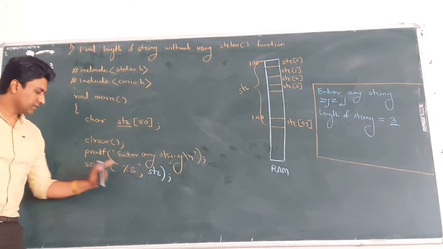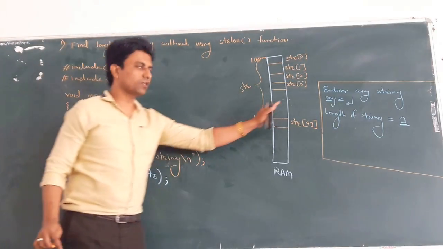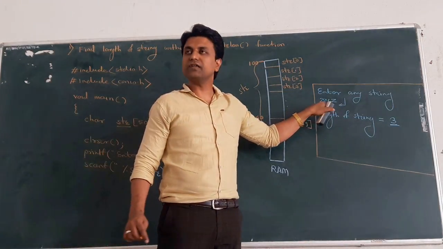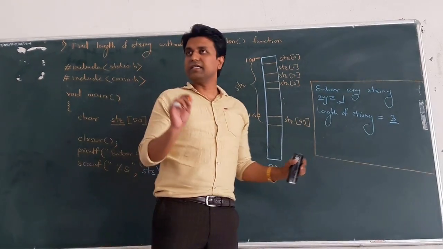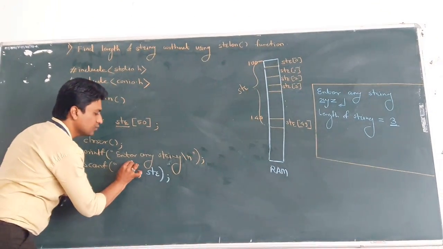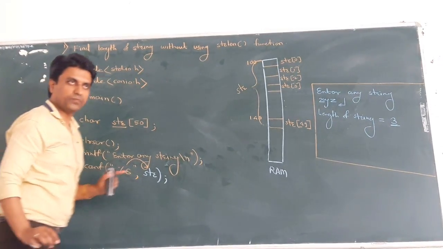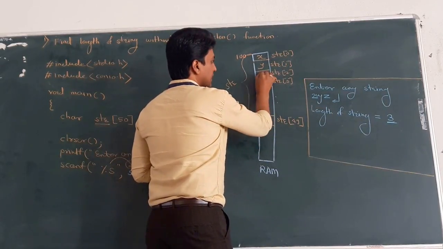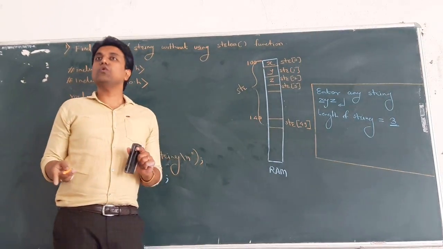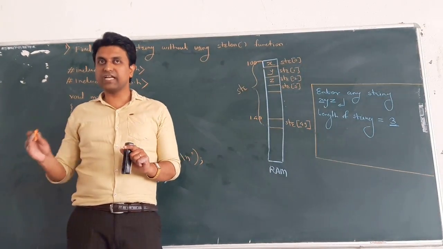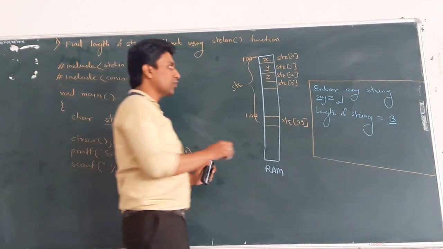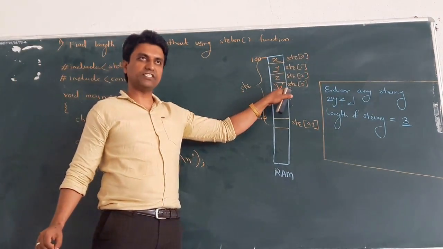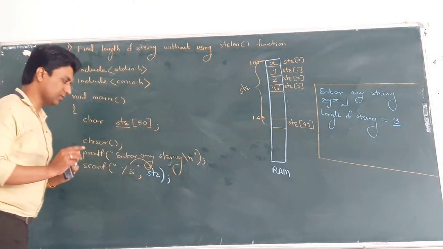Next, first this message is printed on the console, that is enter any string. After that, for %s the cursor is blinking. Then you enter the string, suppose x, y, z, and press enter. Then that string is moved to the address location of str. Means first character x is assigned to str of 0, second character to str of 1, third character to str of 2, and automatically the runtime environment, because we have to scan the string at runtime, adds \0 at the end of the string, that is the null character.